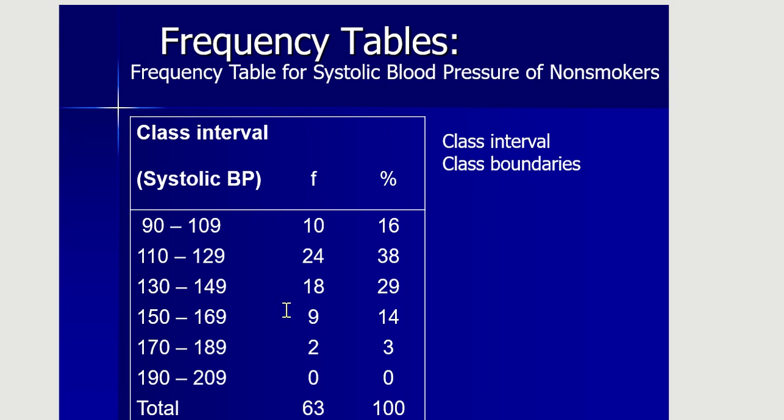169.8, you will put that person here. 170, that's where you start putting the person in the second category. Okay? So you make up your categories. You make sure your categories start low enough to include the lowest value and high enough to include the highest value. And then you will put your frequencies.